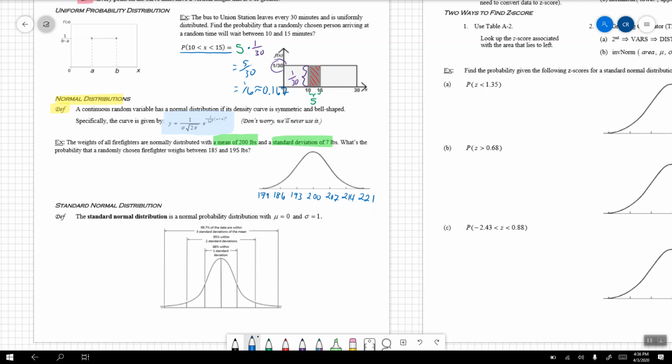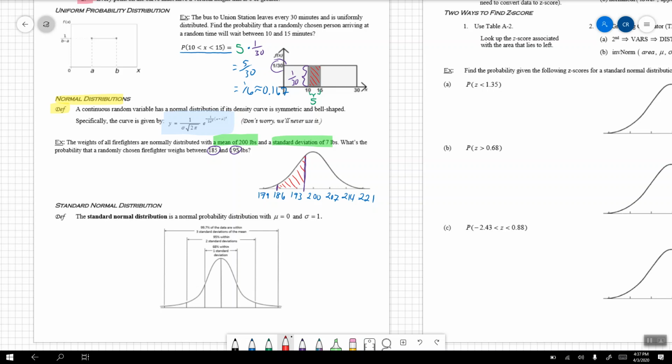Now, when we start observing this, let's look at what they're really asking us. They're asking us to find the probability for a firefighter that weighs between 185 and 195. So 185, that tick mark should be somewhere here, and then 195 should be somewhere between here. All right, so 195 is probably somewhere here, which means that in order to find this probability is just this shaded region.